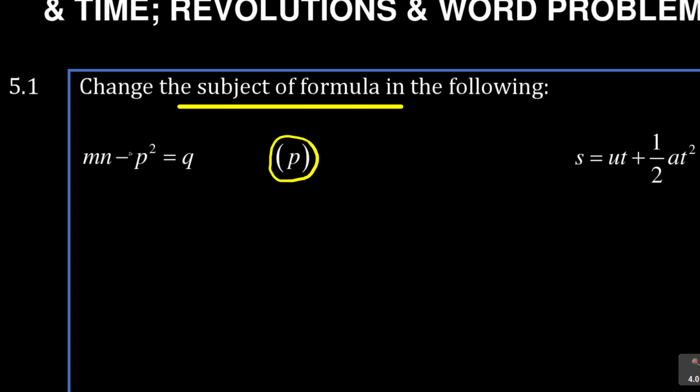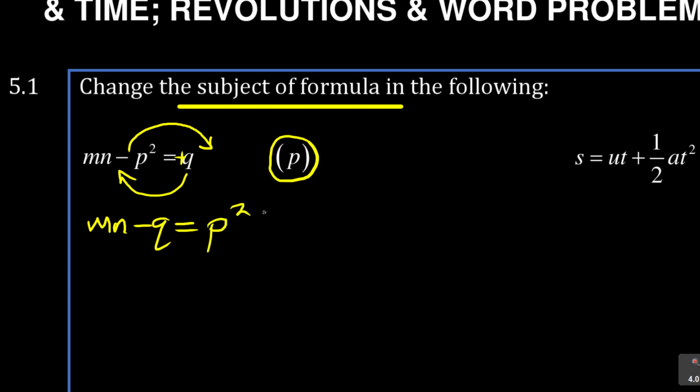Two ways I can do it. To get rid of a negative, I can take P to jump this side. That's a simple way of getting rid of a negative. But since my interest is P, I can then also take Q to join this side. So I will have Mn. Now Q was positive, it becomes minus Q is equal to P squared.